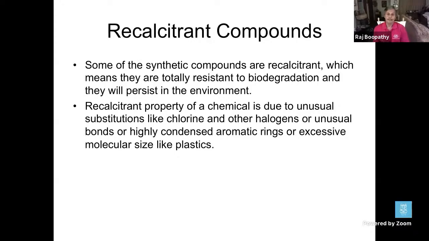And they are recalcitrant because of the unusual substitution. If you look at TNT, it has 3 nitro groups on its toluene structure. Toluene could be easily degraded, but when you add the nitro substituents, the bacteria have a hard time degrading that compound. So when you have this unusual substitution like chlorine and other halogens or nitro groups, it becomes recalcitrant. And there are other reasons also, such as high molecular size, like plastics.